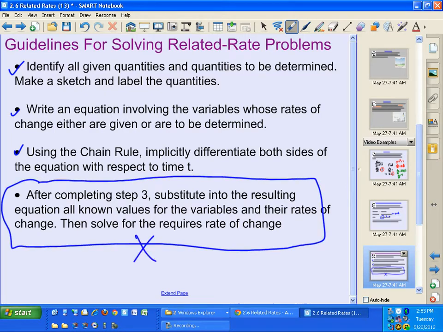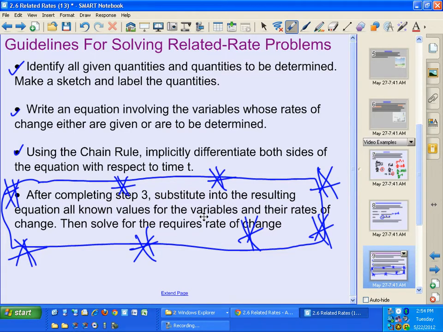I don't know how many years I've been doing this, but as many years as I've been doing this, kids always want to plug in the numbers too early, and it ends up causing all kinds of havoc on these problems. So remember that it's the specific case you're looking for, and you want to save that to the end.